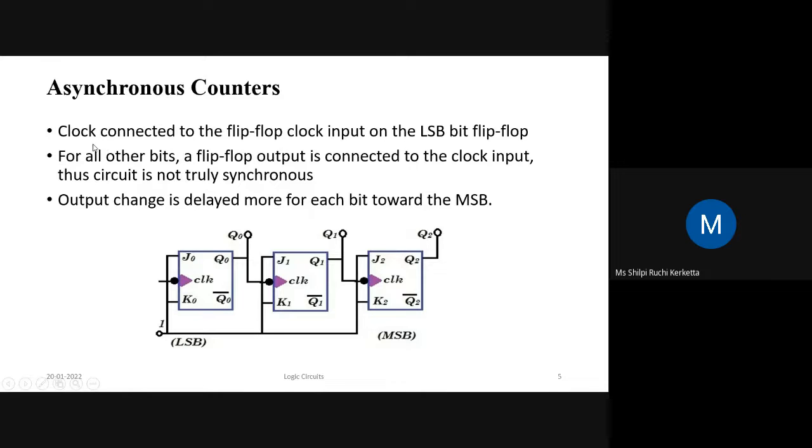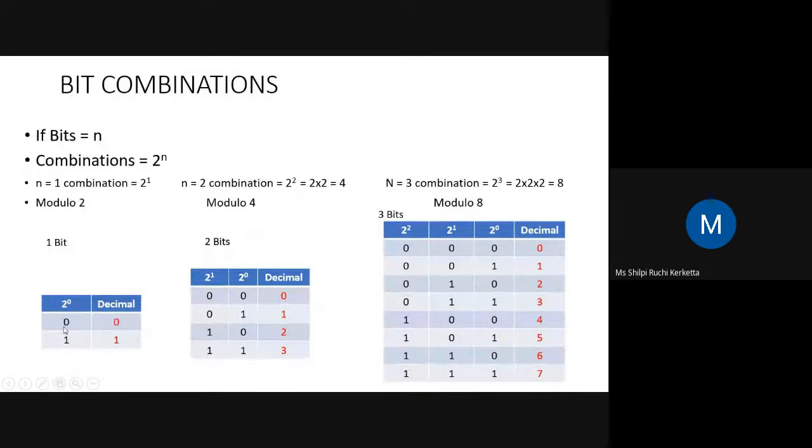The clock is connected to the flip flop clock input on the least significant bit flip flop. Here, the first clock is connected to the least significant bit. If we take a single number, there is no least or most significant bit distinction. As I told you, for a number, the rightmost is the least significant bit, and the leftmost is the most significant bit. In this 3-bit counter, this is the least significant bit, and this is the most significant bit. We are counting from here, but our circuit diagram is a little bit opposite, so don't get confused by that.